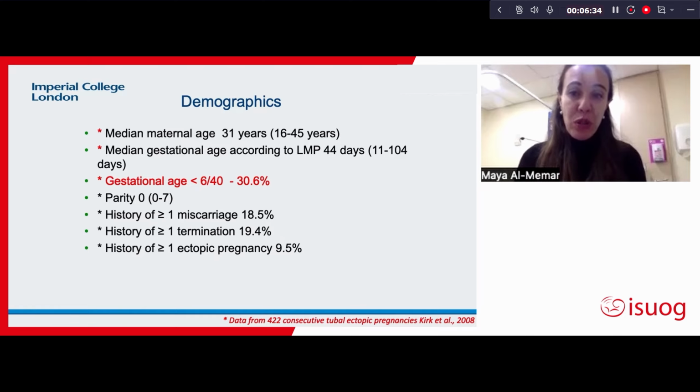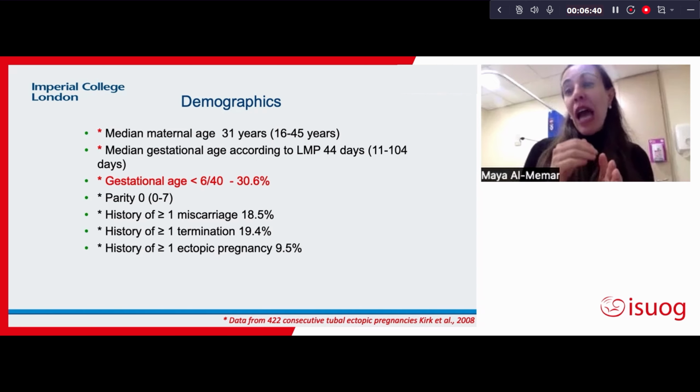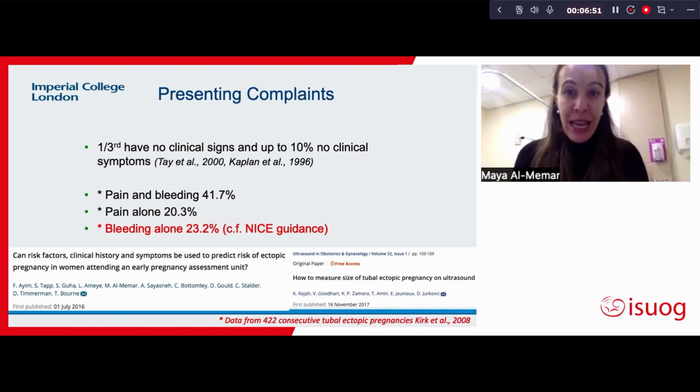This is really important because often there are attempts to try and triage scanning and wait for scans until after 6 weeks. However, it's important to realize that in doing so, we may miss women with potential ectopic pregnancies.